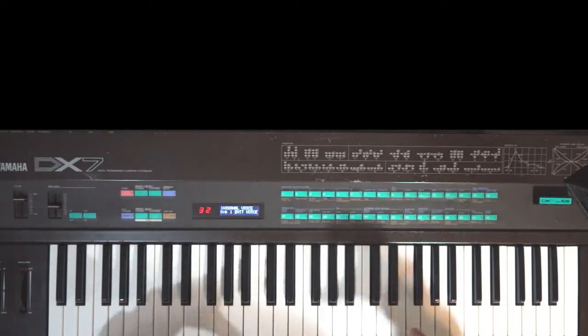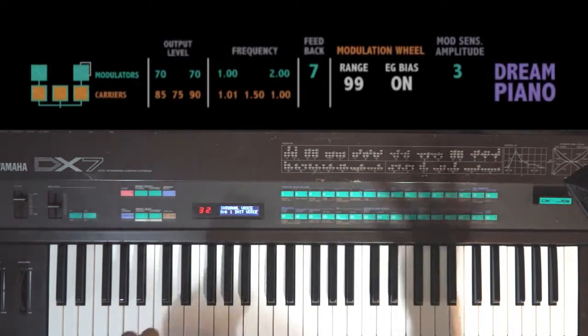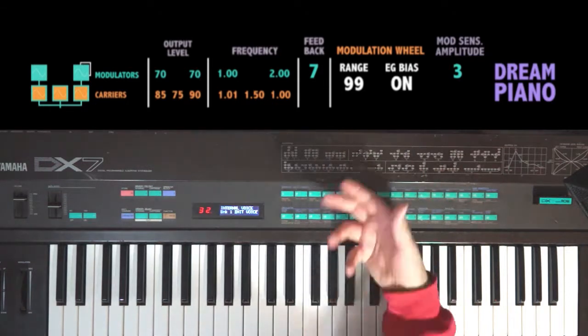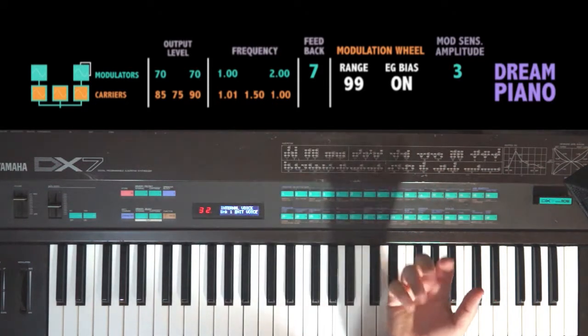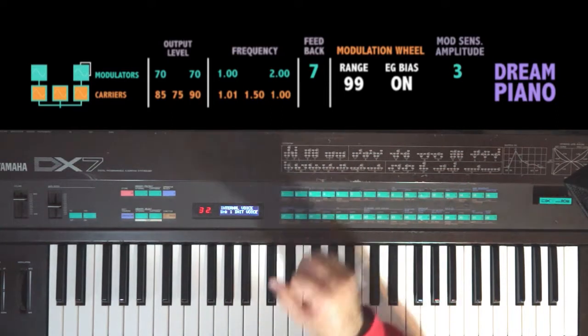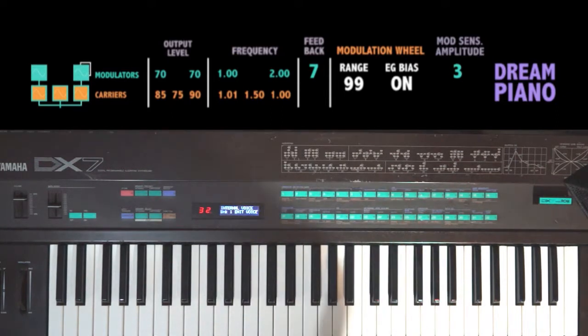In this one, I'm going to break down some of the key elements that make up Dream Piano. So rather than going through every single parameter and explaining why I chose the values that I chose, I'm just going to go through the things that make Dream Piano distinct. So the biggest question I get is, how do I come up with the values? And the answer is trial and error.